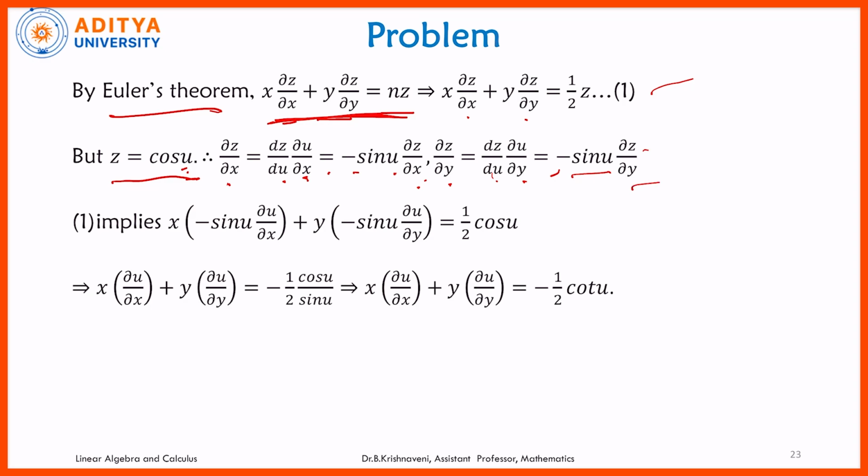Now, 1 implies what? 1 can be written as x dou z by dou x, that is minus sin u dou u by dou x, plus y into dou z by dou y, that is minus sin u into dou u by dou y, is equal to 1 by 2 into z, where z is cos u. Now this can be written as minus sin u times x dou u by dou x plus y dou u by dou y. You can take minus sin u to the RHS, which becomes minus 1 by 2 into cos u by sin u. Finally, the equation becomes x dou u by dou x plus y dou u by dou y is equal to minus 1 by 2 cot u.